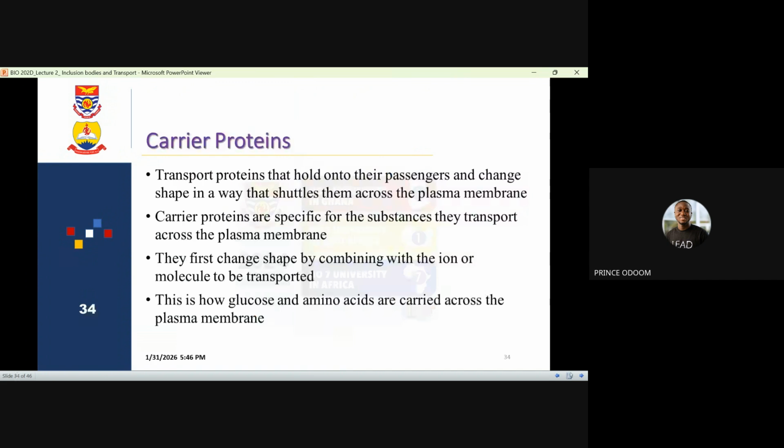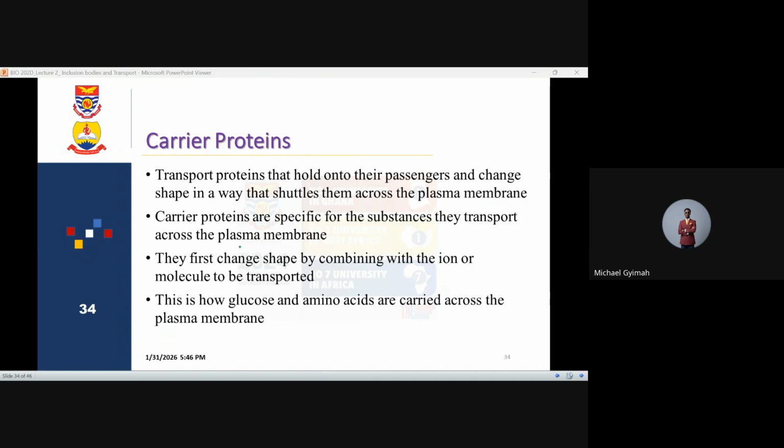Then we look at carrier proteins. Remember we talked about carrier proteins. These are transport proteins that hold onto their passengers and change their shape in a way that shuttles them across the plasma membrane. So there are some instances where shape matters. Remember, shape matters. So assuming you have a gate, okay, Michael, let's hear from you.